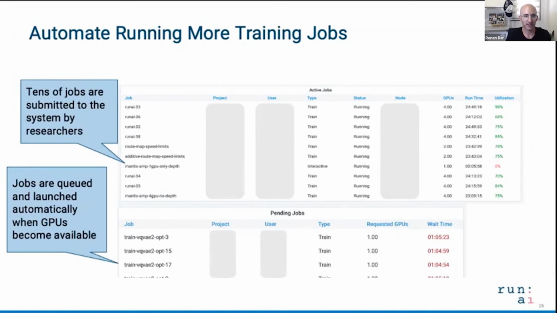In this slide, you can see the automation of tens of jobs. Those jobs are simply queued and launched by the system when resources in the pool become available. Jobs are managed dynamically by the system according to predefined policies, using automatic preemption and job resuming to ensure fairness between users and maximum cluster utilization.